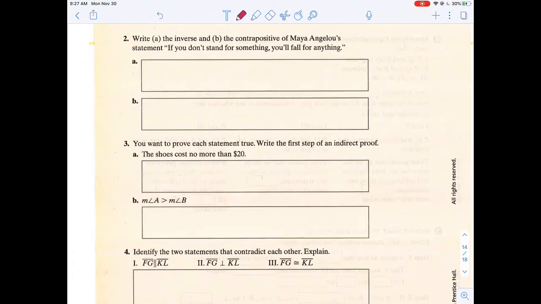Okay, then number 2, write A the inverse and B the contrapositive of the statement: If you don't stand for something, you'll fall for anything. So first, the inverse is basically negating both the hypothesis and the conclusion. So instead of saying if you do not, we're going to say if you do stand for something, and the first statement says you will fall for anything, so we're going to say you will not fall for anything.